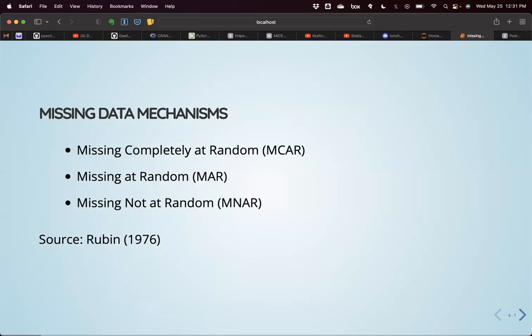Then we have the second category, which is missing at random. I'm going to explain what it is because sometimes, just by the terms' definitions, you can get confused. There's missing at random, and there's missing not at random, the MNAR. So those are, according to Rubin, the three main categories, or mechanisms, to explain the missing data in your data set.